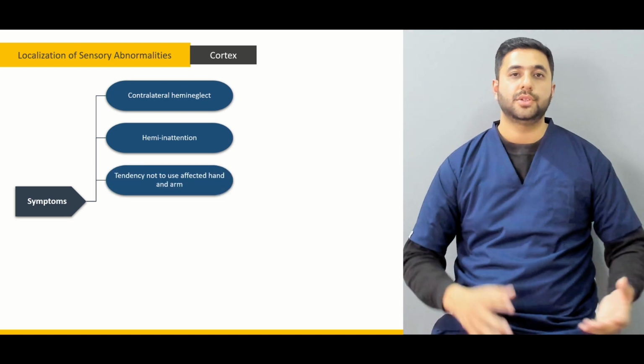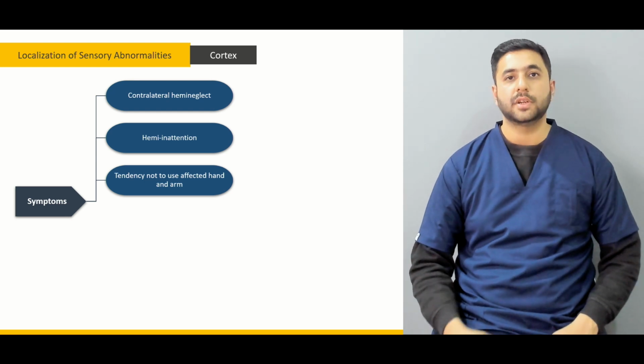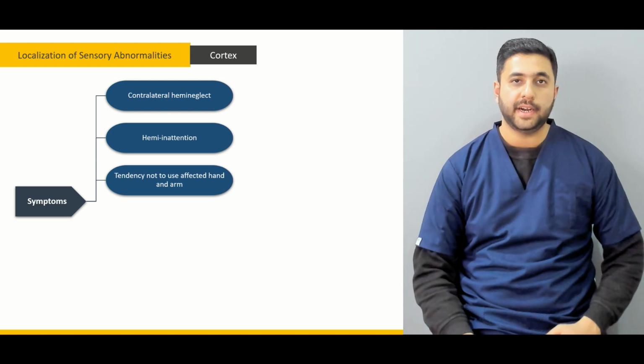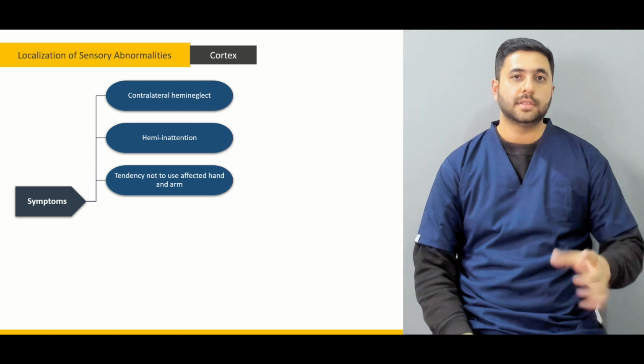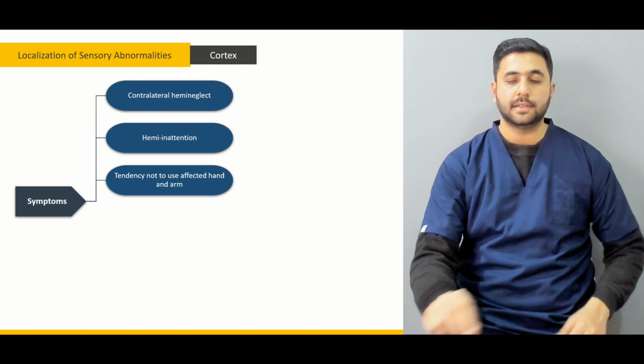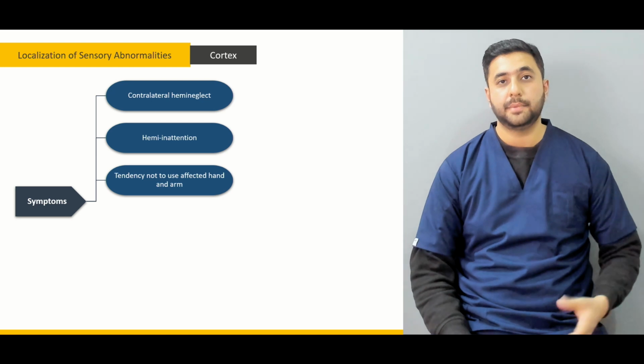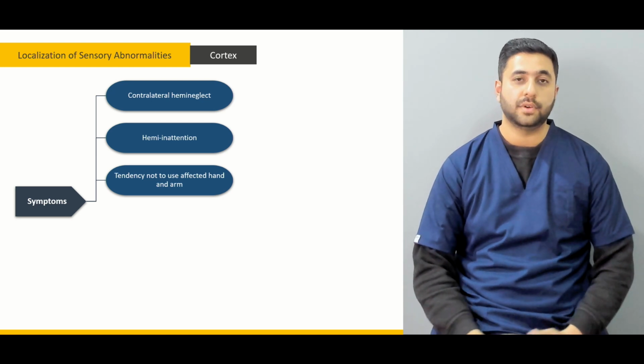Similarly, the patient might just use his one arm. There is a tendency not to use the affected hand and arm. For example, if someone is generally left-handed and normally uses his left hand to write and everything, and you ask that patient to lift an object or write something, he starts writing with the right hand. He forgets that he's a left-handed person and has been using this hand for his lifetime.